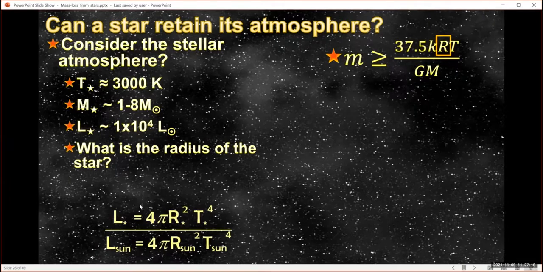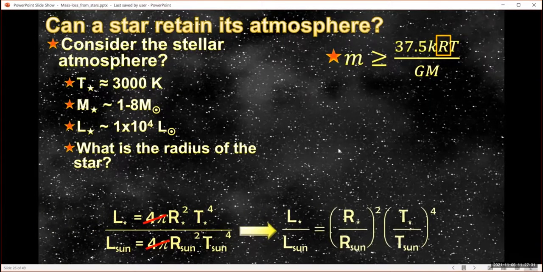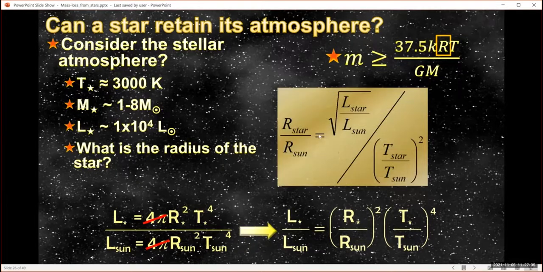We can do this by taking the Stefan-Boltzmann law. Basically, the luminosity is 4 pi r squared sigma T to the 4. And I'm just dividing out by the sun, so it'll be in solar units. My 4 pi's are going to cancel. The sigmas canceled. We end up with an equation that looks like this, and I'm going to rearrange it to give me the radius. So here I've got the radius in terms of solar radii, and I can calculate it from the stellar luminosity and the stellar temperature.